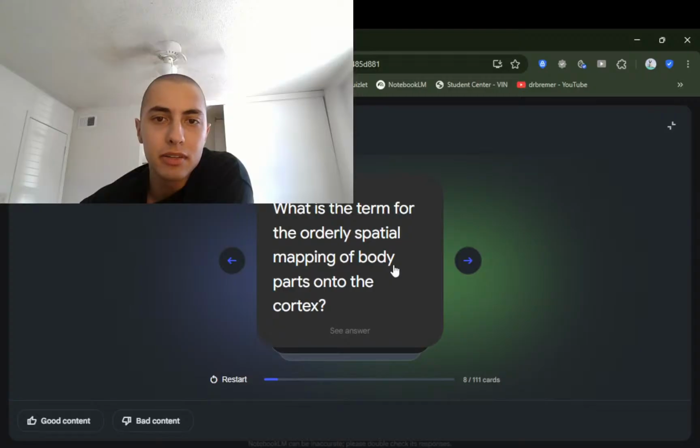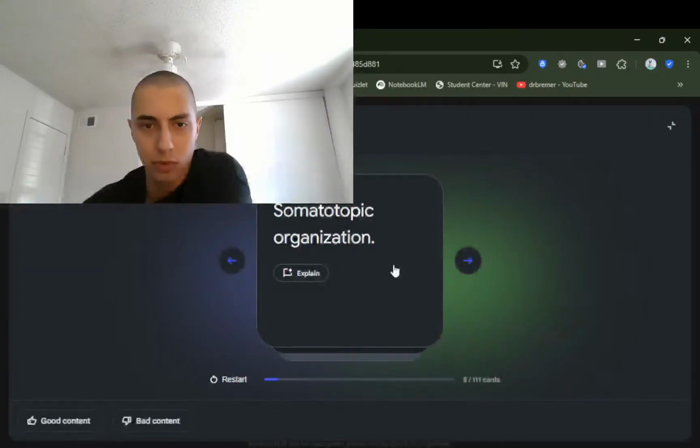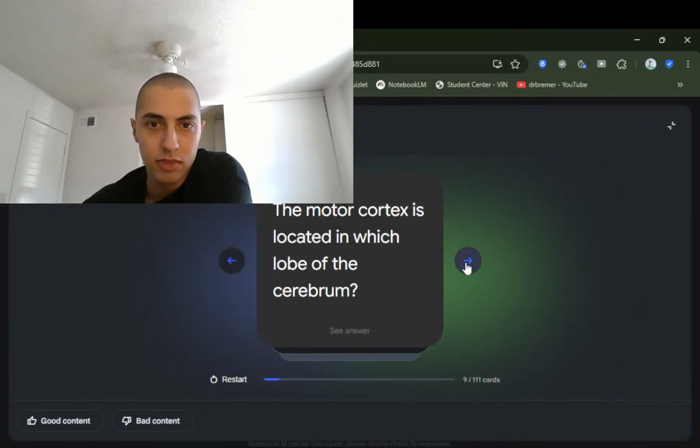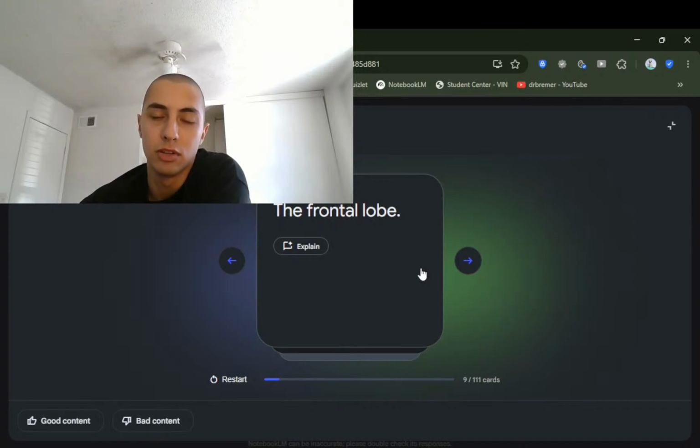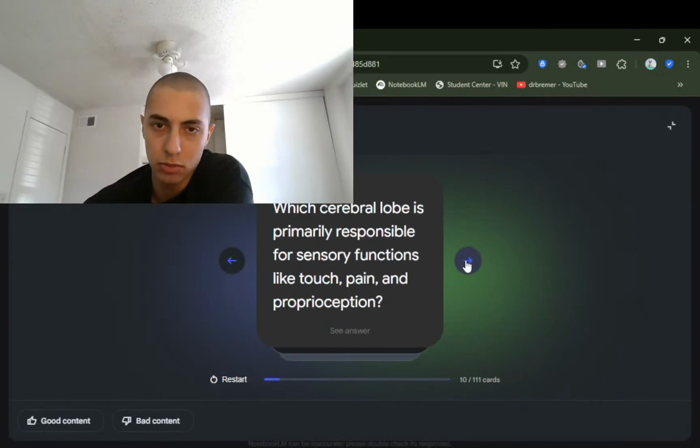Spatial mapping. Somatotopic organization. Somatotopic organization. The motor cortex is located in which lobe of the cerebrum? I think it's the telencephalon. Nope, frontal lobe. Motor cortex is in the frontal lobe.